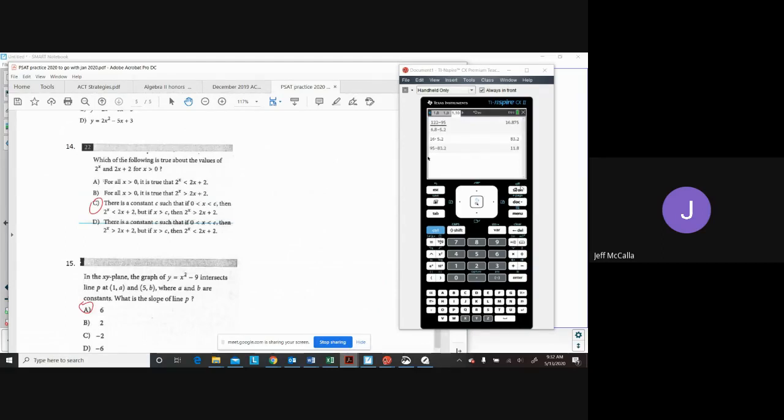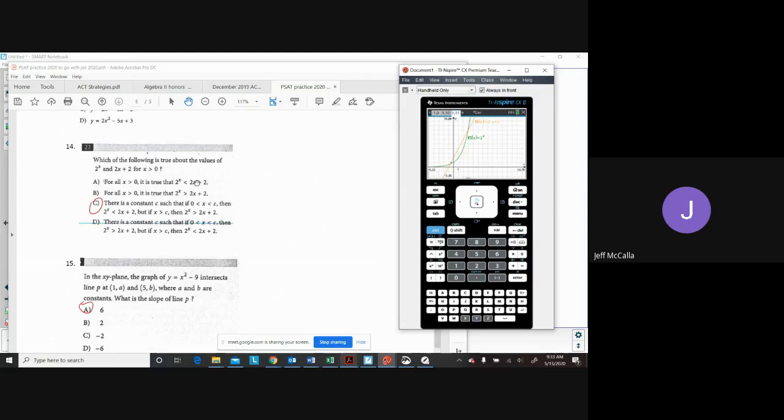I didn't understand 14 until I graphed it. I thought it was a really tough problem. So if you graph 2 to the power of x, and then also graph 2x plus 2, I'm just going to recenter that a little bit here so you can see a little bit of that graph.